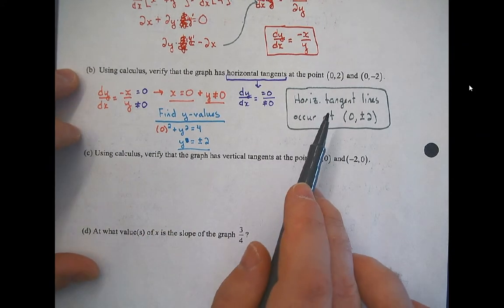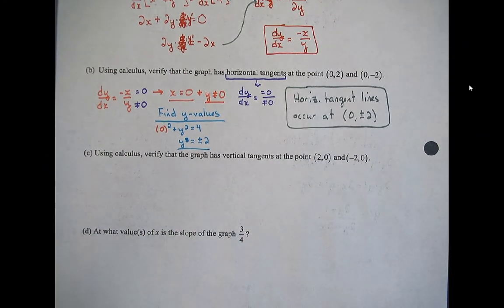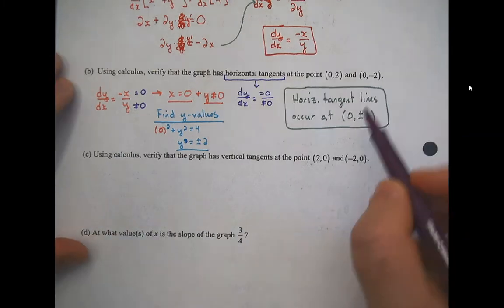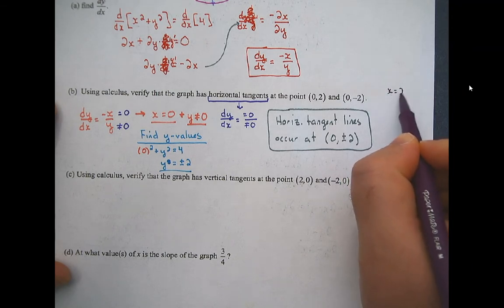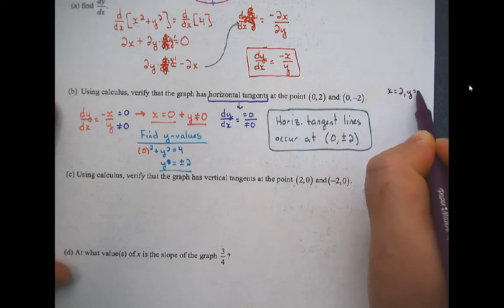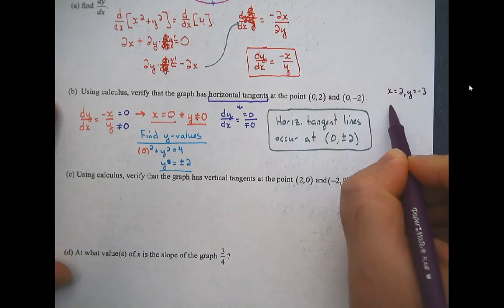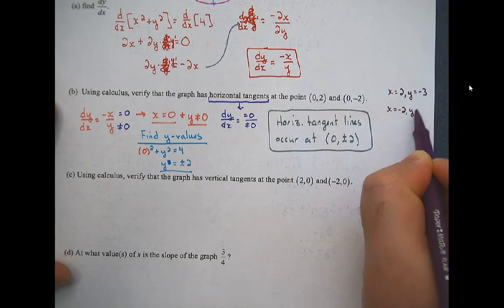I think there's an example later in the notes that I'm talking about here. Let me just do a little side example to show you what I'm talking about. You got to be careful about this plus or minus stuff. Let's say x equals 2 and y equals negative 3, and at the same time, x equals negative 2 and y equals positive 3.